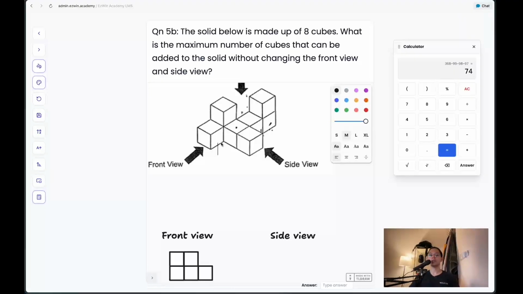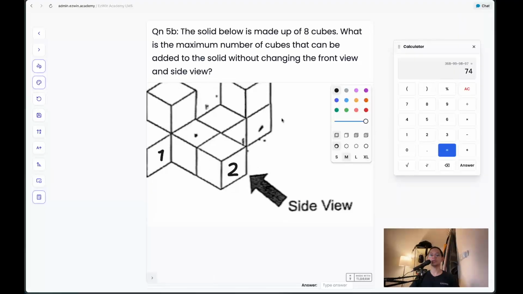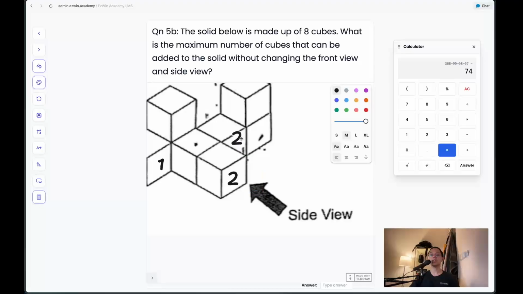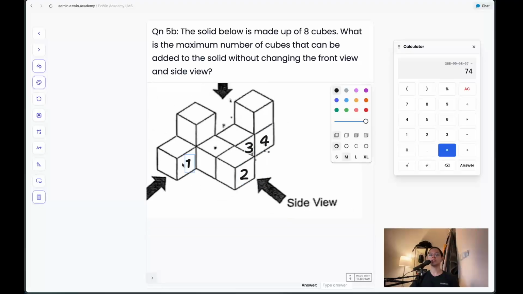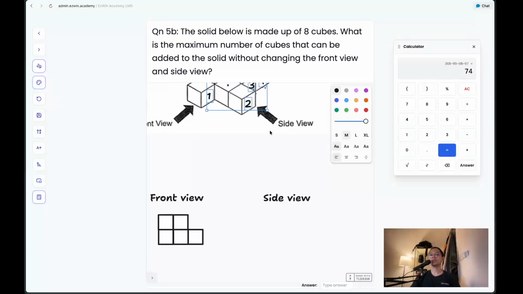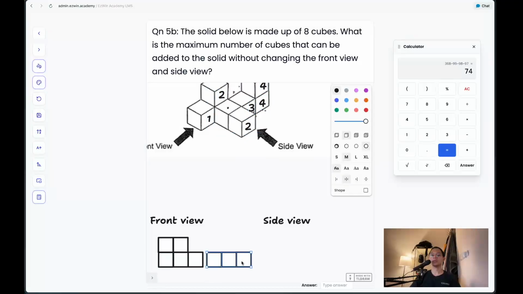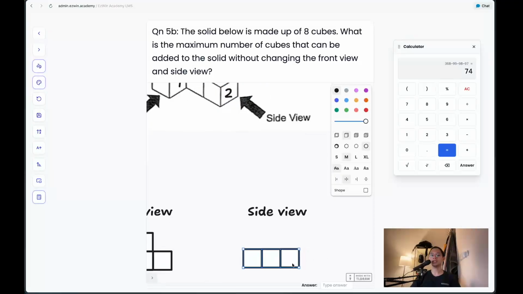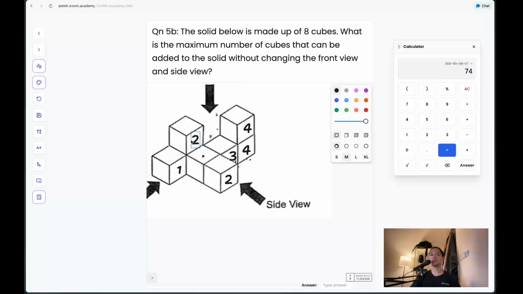So the side view will be 1, 2, let me zoom it in. 1, 2, 3, and 4. So the base layer or the bottom layer is 4. And then what are the other 2? What will the top layer look like? 2 over here and 4 over here. So let's draw the side view. So 1, 2, 3 like this. And then we have one more, which is 4 like this. So the other 2 cubes are at 2 and 4.